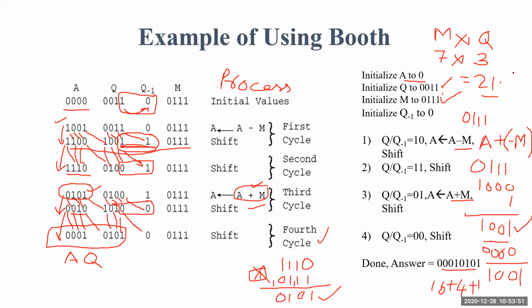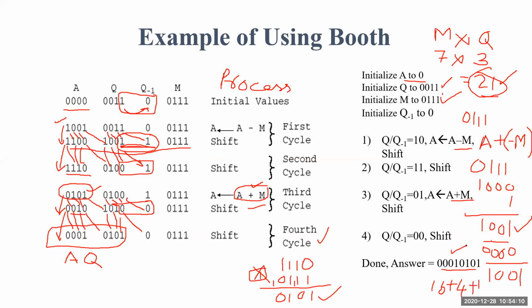As per this multiplication initially, as per the decimal numbers, 7 cross 3 is equal to 21. The same thing we have got in terms of your binary number. So this is how Booth's algorithm is used in order to do the multiplication of signed numbers and also unsigned numbers.